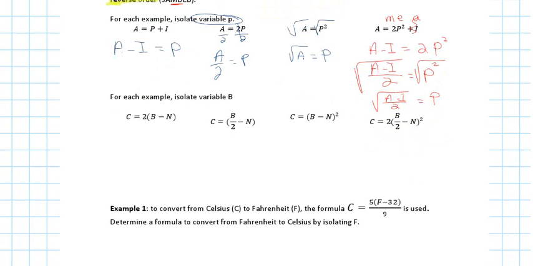There are only 2 operations here. There is multiplication and there is subtraction inside my bracket. So the first thing I need to get rid of is the multiplication, because that's whatever is outside the bracket. So it's going to be c divided by 2 equals b minus n. Do you guys understand that part?